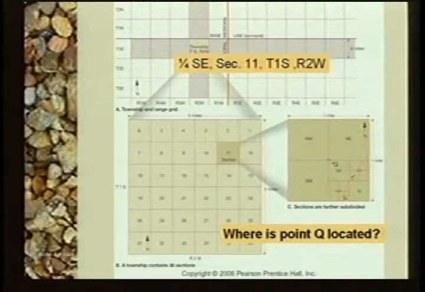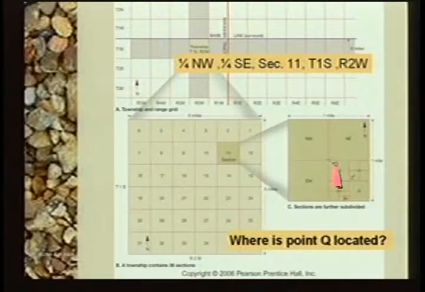Okay, we can actually get a little closer though to describing where point Q is actually located. Notice that even though we are in the southeast quadrant of section 11, we can further subdivide that southeast quadrant into quadrants as well. We can have northeast, northwest, southwest, and southeast. At that point, we can say that Q is located in the one quarter of the northwest. See, we are now in the northwest of the 1/4 of the southeast.